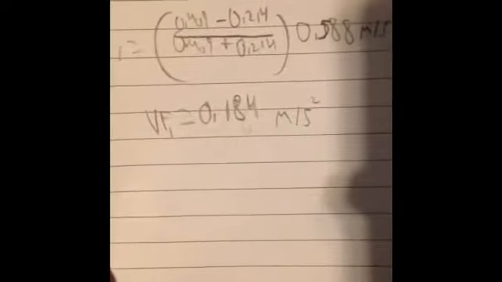We use the equation velocity final of object 1 equals mass of object 1 minus mass of object 2 divided by mass of object 1 plus mass of object 2 times velocity initial. When you plug the numbers into the equation, we get a velocity final of 0.184 meters per second squared.